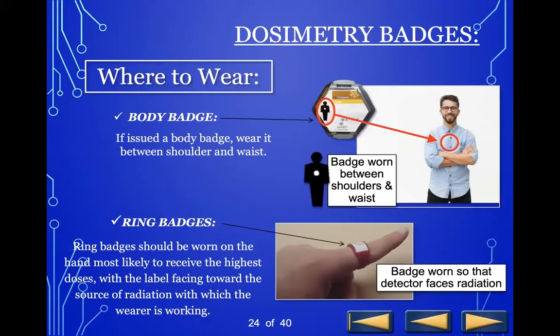Dosimetry badges. Where to wear. The body badge. If issued a body badge, wear it between your shoulders and waist. Ring badges. Ring badges should be worn on the hand most likely to receive the highest doses, with the label facing toward the source of radiation with which the wearer is working.